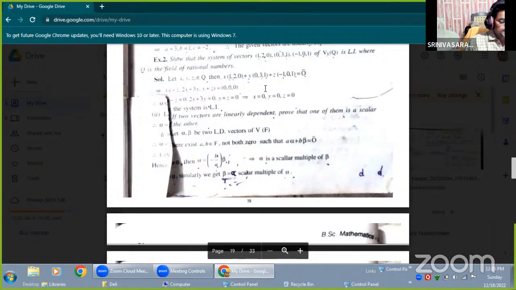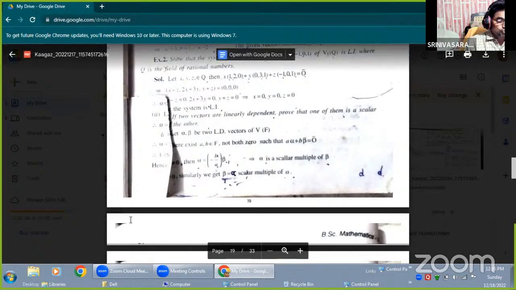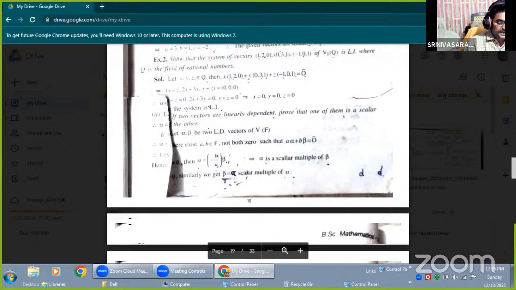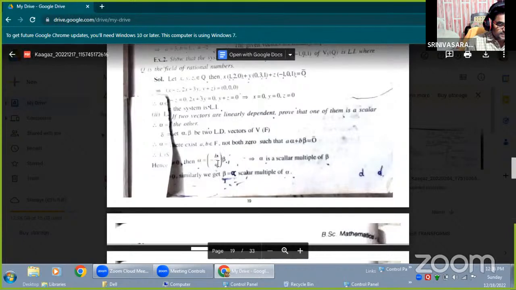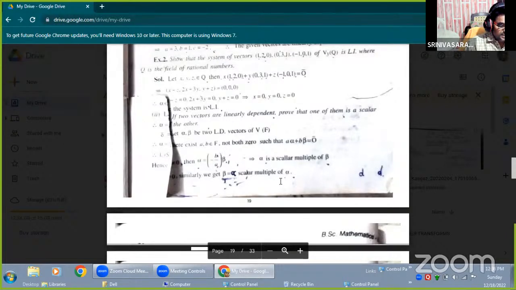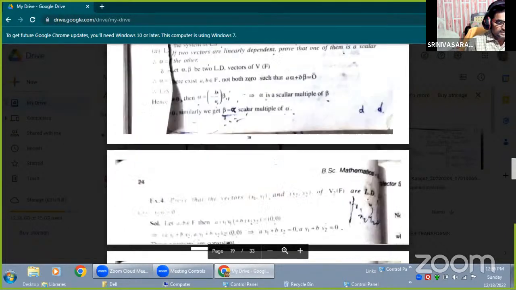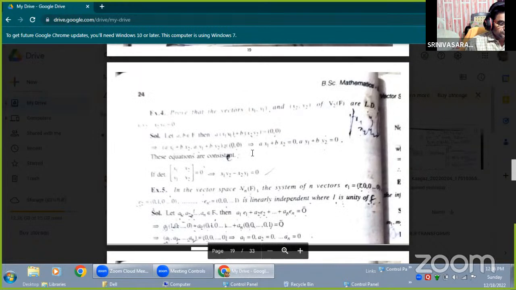Okay, this is a very simple statement. When two vectors are linearly dependent, the result is that one vector is a scalar multiple of the other. Here the scalar multiple is minus B by A, and here the scalar multiple is minus A by B. That's it. Next one.